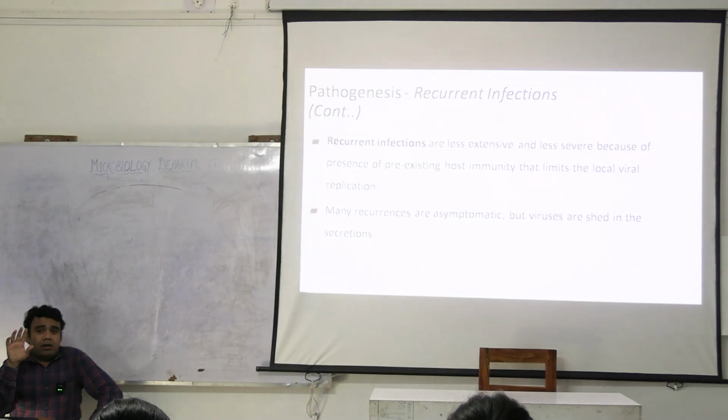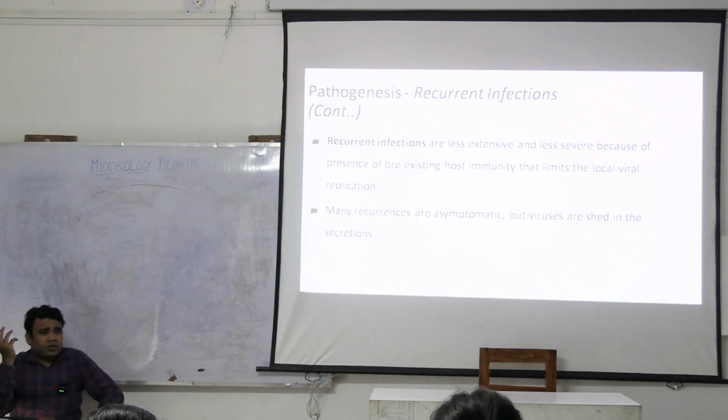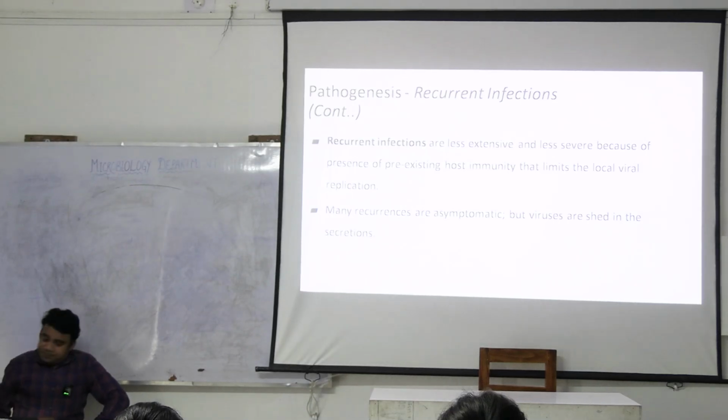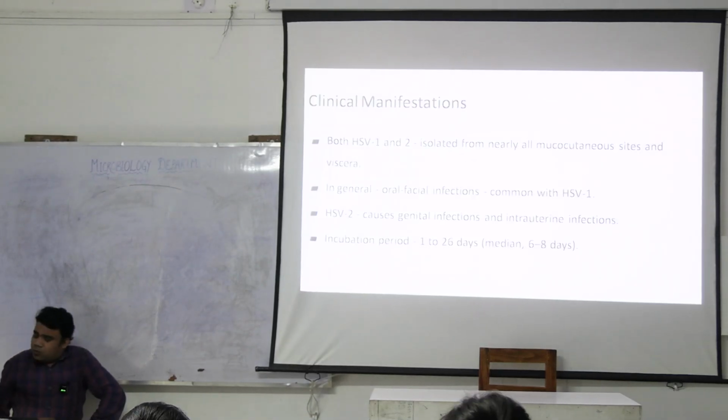Keep in mind, the nervous system of the human body is one of the anatomically secluded areas. That means the immune cells cannot reach there. So whatever antibody is produced in the body will not be able to neutralize the virus, those which are already lodged within the ganglionic cells. Now the main incubation period is between 1 to 26 days, roundabout 7 days.